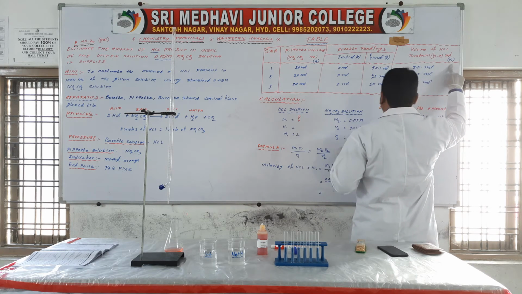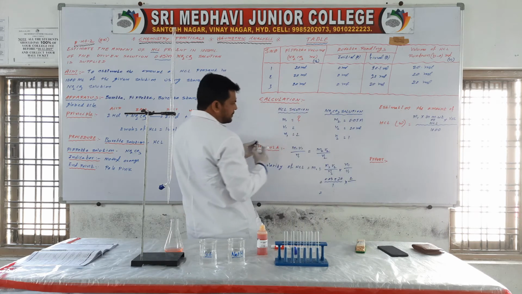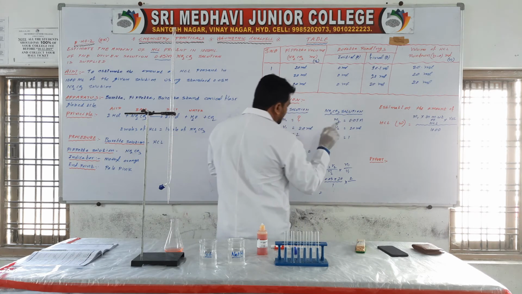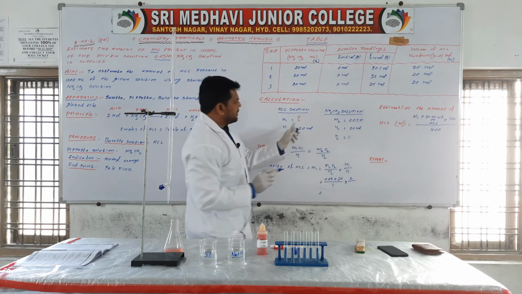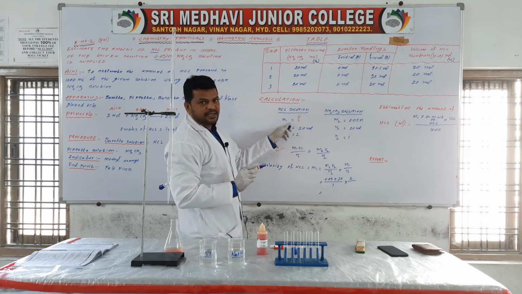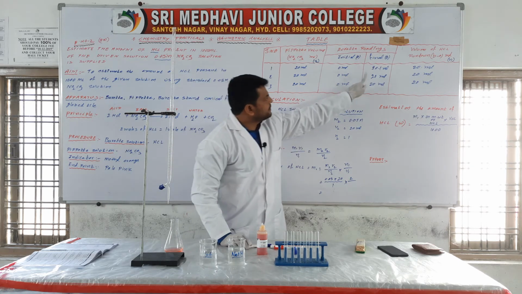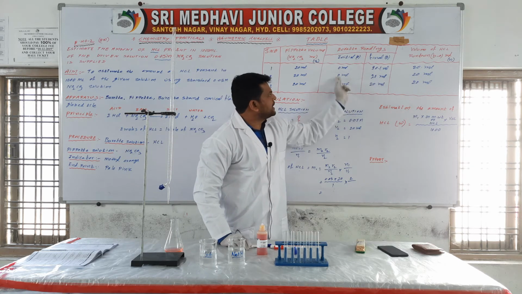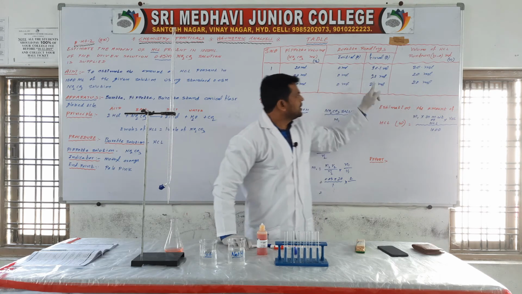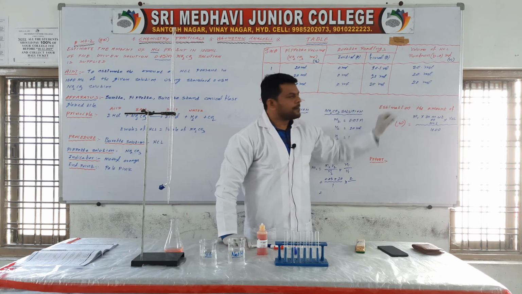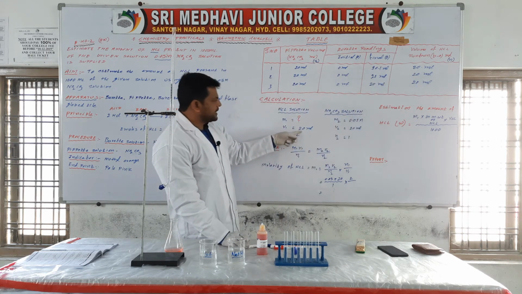So this is V1. V1 value you have to take here, 20 ml. If you know 5 values, you may find the 6th value. So after writing the final value of the burette, B minus A, you have to do 20.1 minus 0, 20. So 20 minus 0, 20. This value you have to take here.